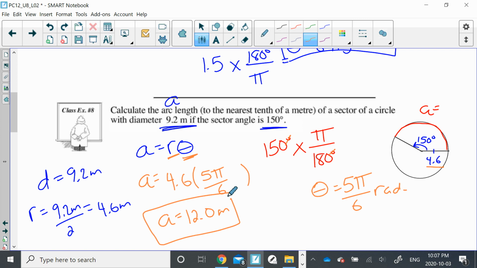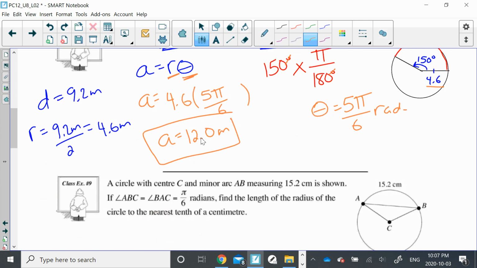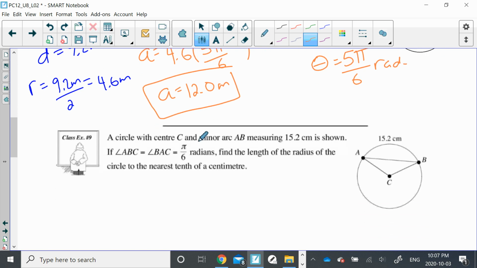Okay, let's look at the last class example, number 9. It's probably the most complex class example because we actually have to give some thought to this. So what it says is a circle with center C. So here's my circle, the center is C. And minor arc AB is measuring 15.2 centimeters.